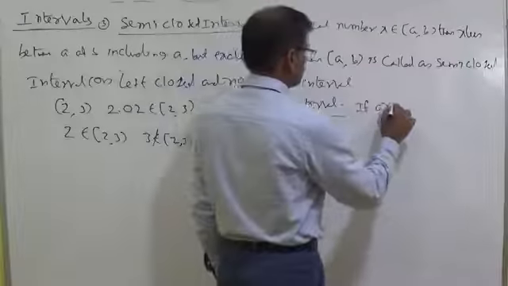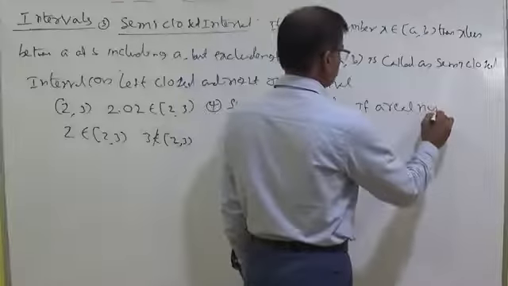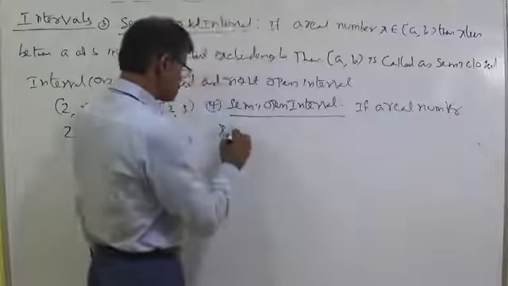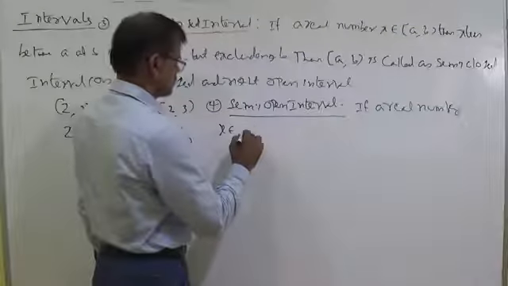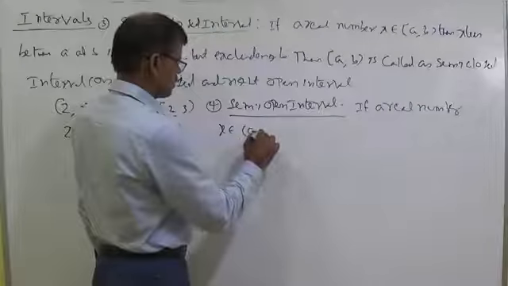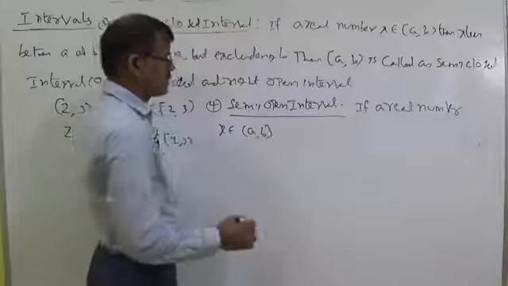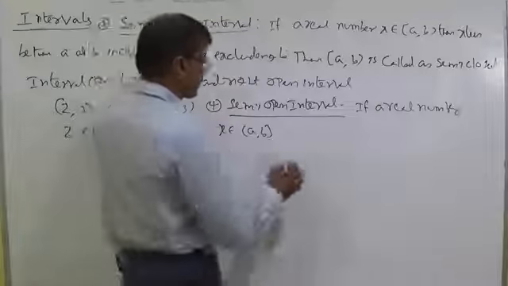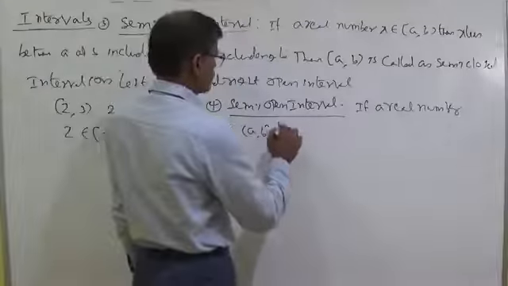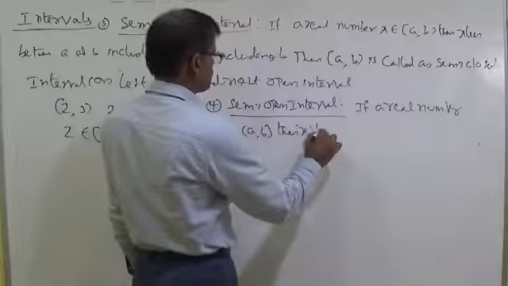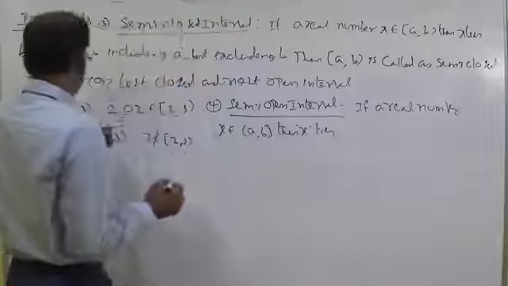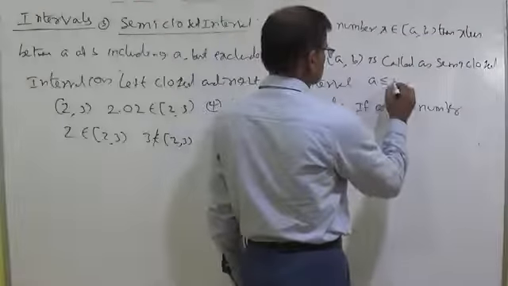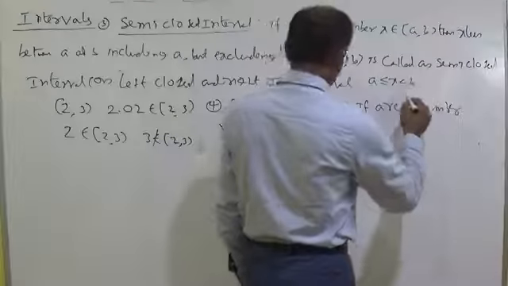If a real number x belongs to an interval, put here A and B like this. This is for the closed bracket, and this is for the open bracket. Then x lies... here you can understand, students, the method: A less than or equal to x less than B.